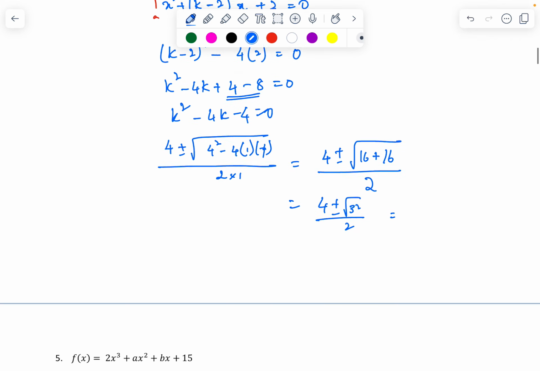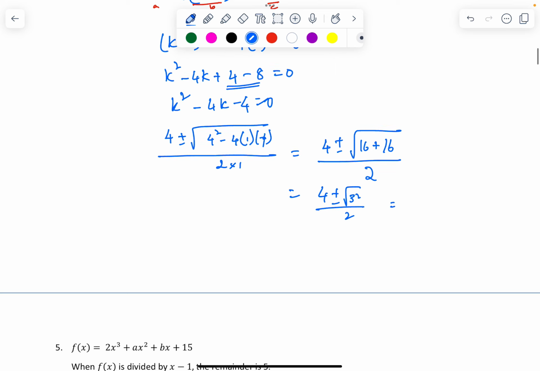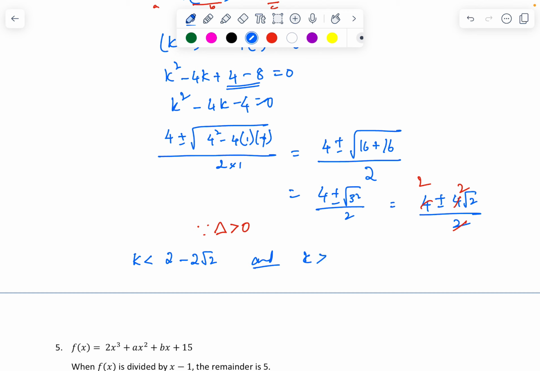I can write square root of 32 as, how can I write square root of 32, as 16 times 2, right? So I can write it as 4 square root of 2 over 2. Then I can cancel this, gives me 2. So since the discriminant is greater than 0, I'm going to separate the inequality. So k is less than 2 minus 2 square root 2, and k is greater than 2 plus 2 square root 2. So these are the two answers.